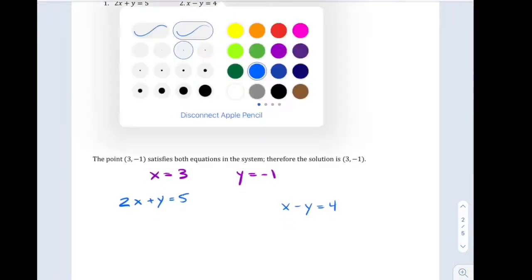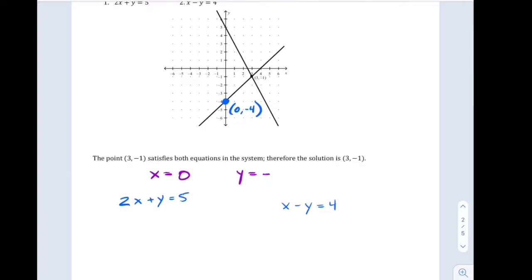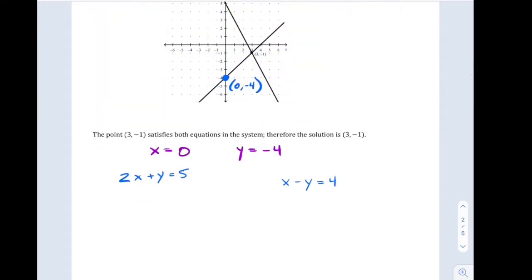What's going to happen when I check my answer? So I'm going to put in 0 for x and -4 for y. Well, let's try the first equation. So I would get 2 times 0 plus -4 should be equal to 5. I would get 0 plus a negative is like subtracting 4, so -4 is equal to 5. -4 is not equal to 5. That's not right. So I know right there that I made a mistake somewhere.